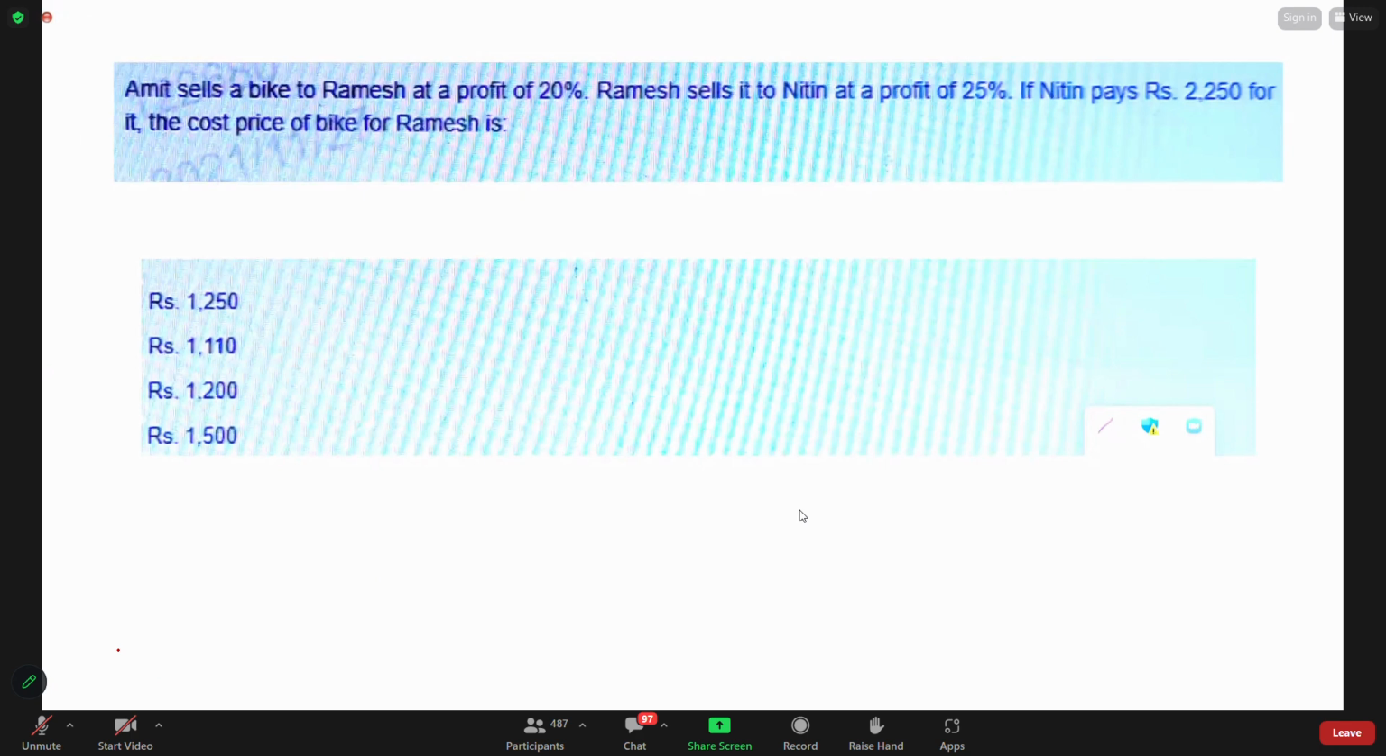Amit sells a bike to Ramesh at a profit of 20%. Ramesh sells it to Nitin at a profit of 25%. If Nitin pays 2,250 for it, the cost price of the bike for Ramesh is what? Now, this is a small question on profit and loss there. And if you observe it carefully, this is also under problem solving.